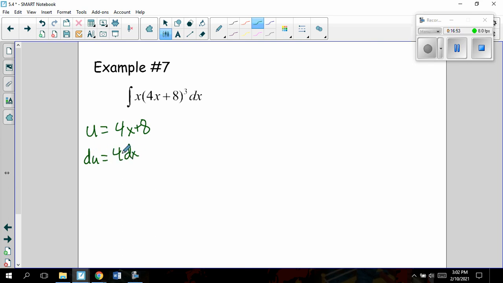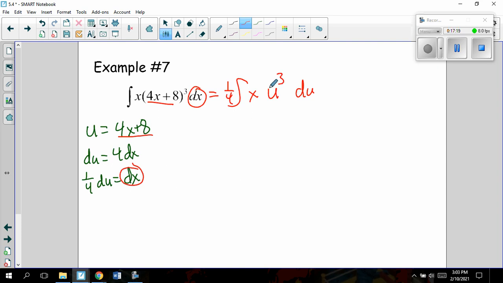So du equals 4 dx. Okay, and I want my 4 there, so I'm going to make it a 4th du equals dx. Now, in terms of switching and substituting, you've got dx taking dx, you've got 4x plus 8, 4x plus 8, but you still have a lone x left. So I'm going to put the 4th, the du, and this becomes u cubed. So I still have this x.